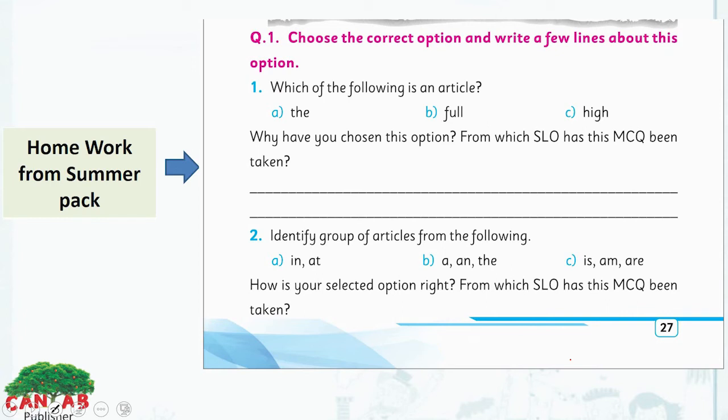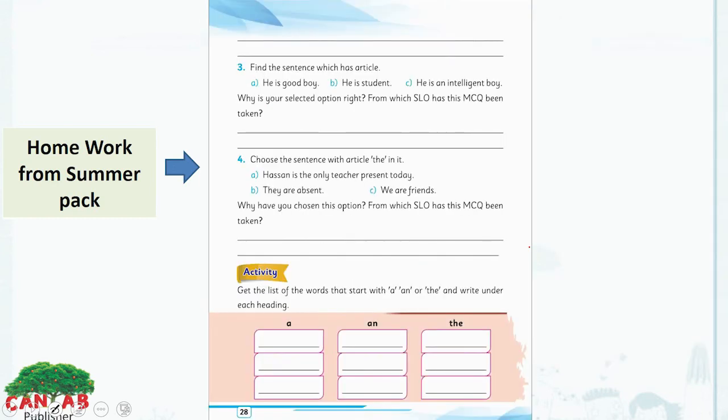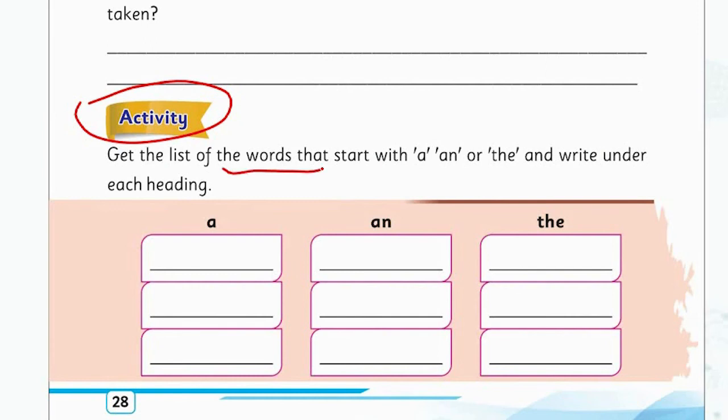This is your homework from summer pack. Choose the correct option and write few lines about this option. Which of the following is an article? You have to choose one and give your reason too. Identify group of articles from the following. You have to choose the group of articles which we have discussed earlier in the lesson. The third and the fourth one too on page number 28. We also have an activity here. Get the list of the words that start with a, an or the and write under each heading.